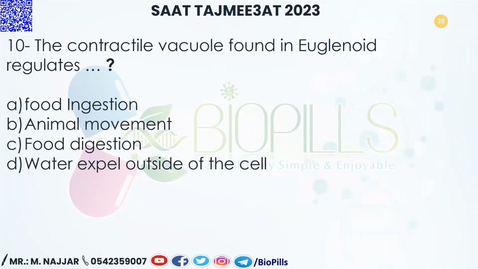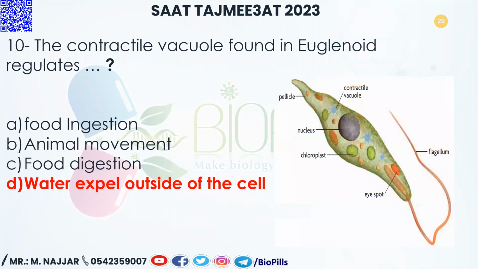Question number 10, the contractile vacuole found in euglenoid regulates. What is the benefit of it? Yeah, water expelling outside. Yes, of course. Explanation: because the euglena is found in fresh water, and the fresh water has high water potential, and of course inside it's lower water potential.